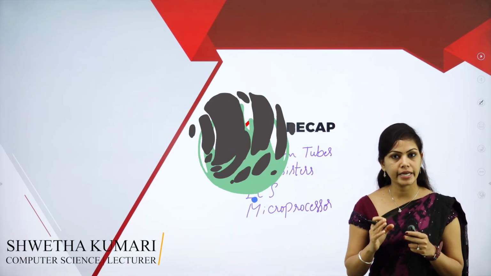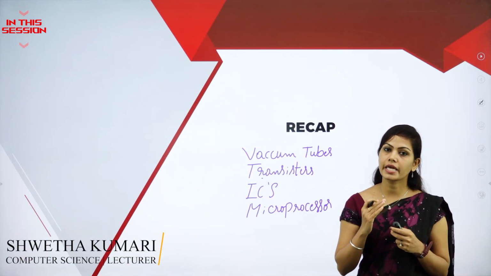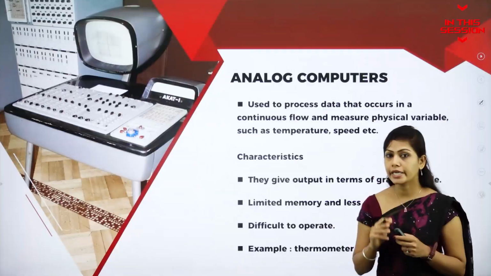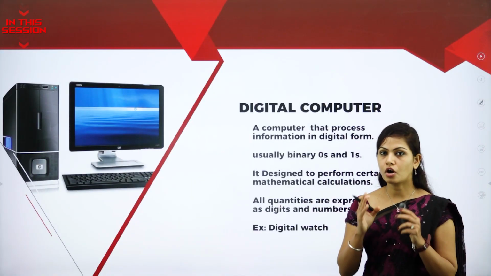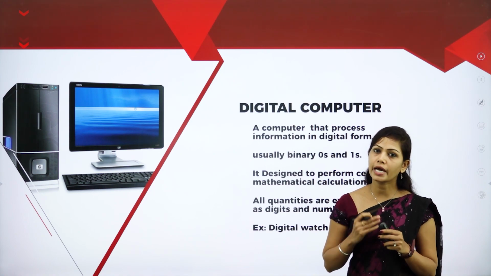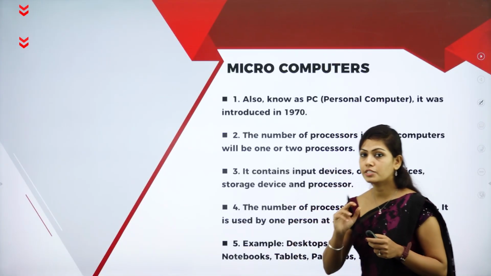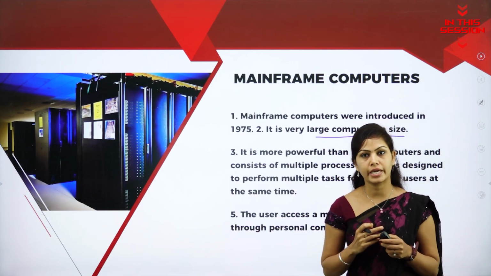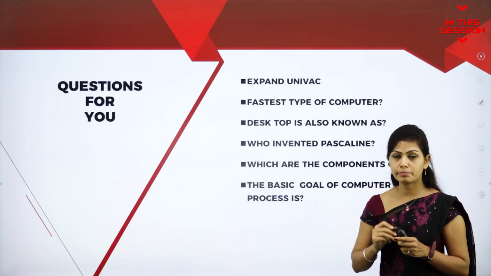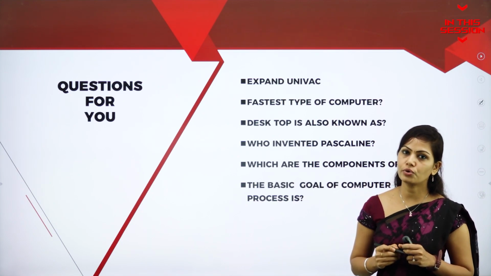Very large scale integrated circuit and ultra large scale integrated circuits. They give output in the form of graph or scale. Digital computers only operate with zeros and ones. Microcomputer is also known as PC. It is a very large computer in size and it can execute 16 million instructions per second. CPU consists of arithmetic and logic unit and control unit.